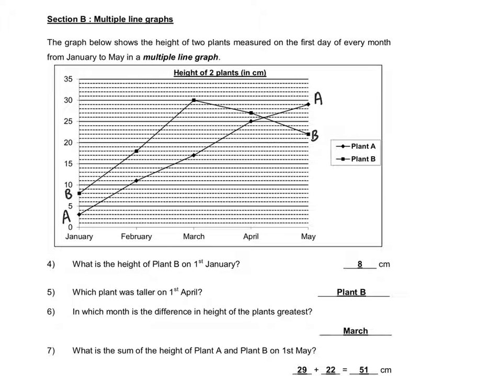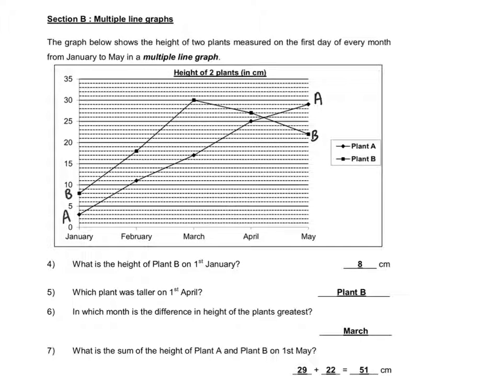So the height of B in January is this part here, so it is 8 cm. Which plant was taller on the 1st of April? The 1st of April is here, so B is still the taller one. And in which month is the difference in the height of the plants the greatest? So you're looking for the biggest gap. Obviously this is the largest gap, so it is the month of March. They're not asking how much the difference is, but which month.